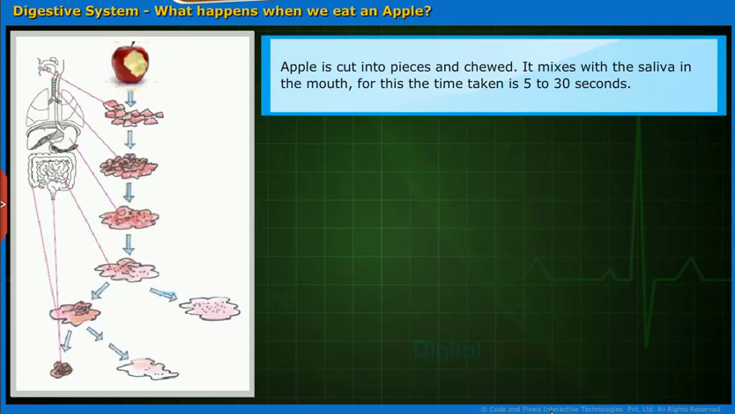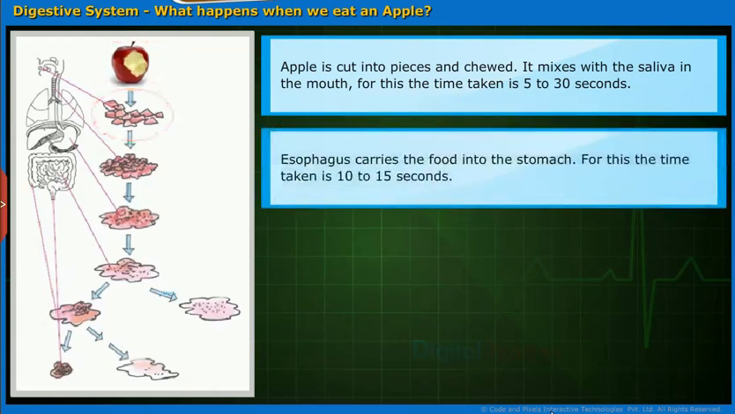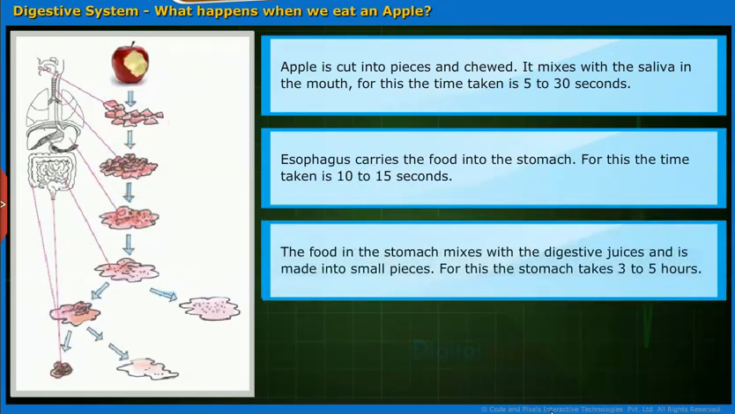For this, the time taken is 5 to 30 seconds. Esophagus carries the food into the stomach. For this, the time taken is 10 to 15 seconds. The food in the stomach mixes with the digestive juices and is made into small pieces. For this, the stomach takes 3 to 5 hours.